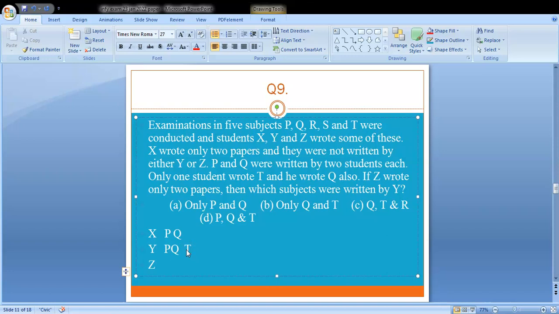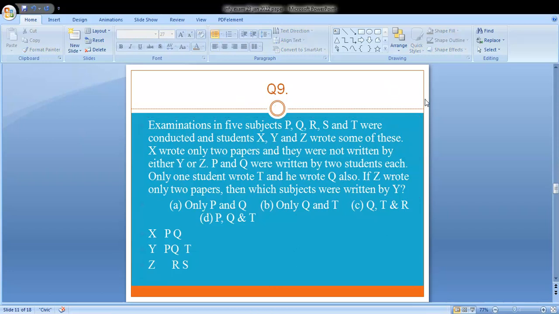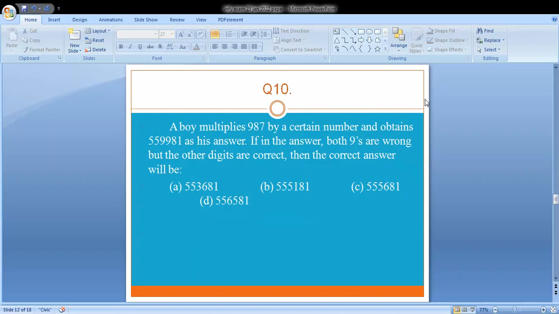Z wrote only two papers that must not be written by X. So PQ, Z will write R and yes automatically. That's all. So then the question is, which subjects were written by Y means it is clear that it is PQ and T. PQ and T. Going for the next one.